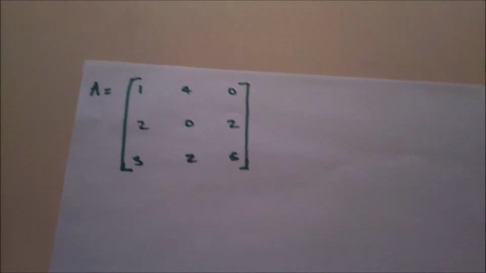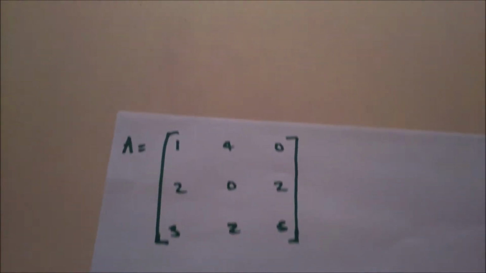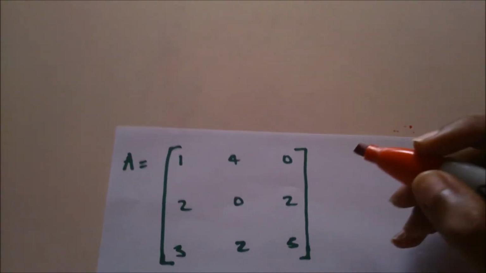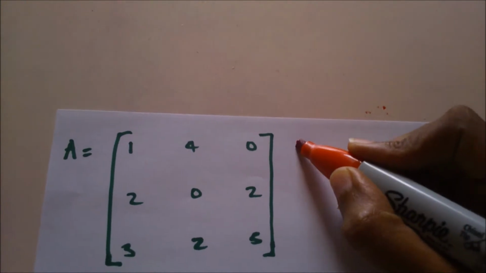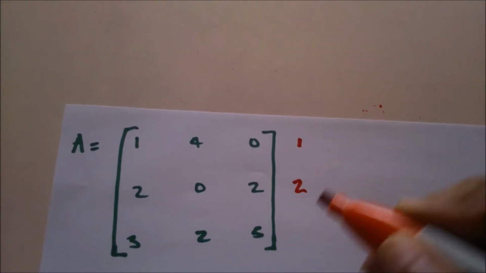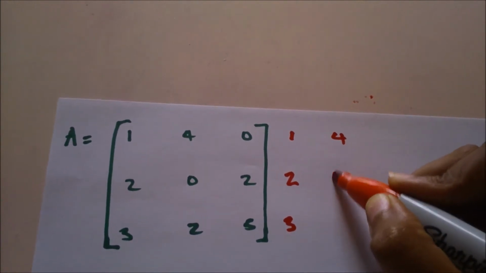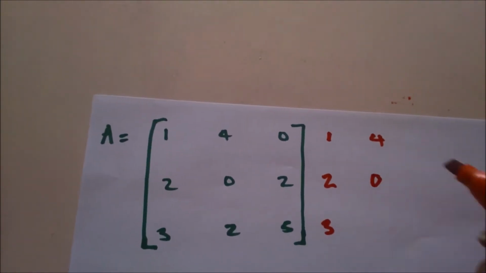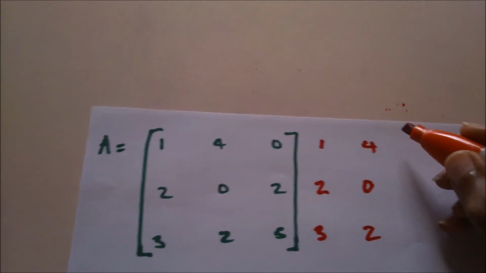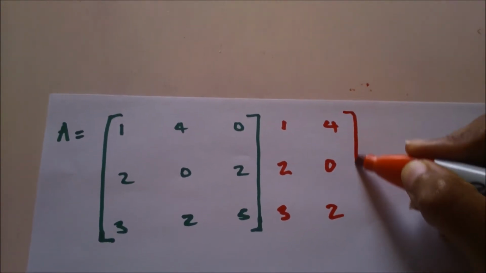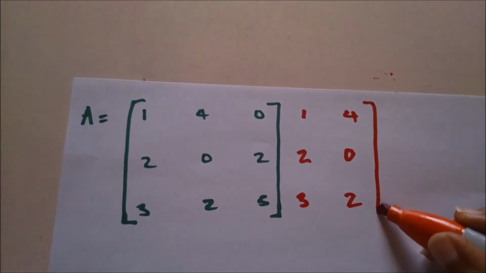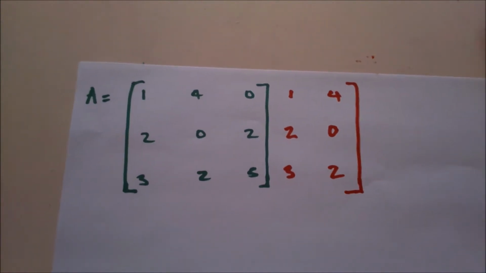First, what I'm going to do is rewrite the first two columns of this. So we have 1, 2, 3, 4, 0, 2. Just going to put this in a separate, different color so that we can see what's going on.